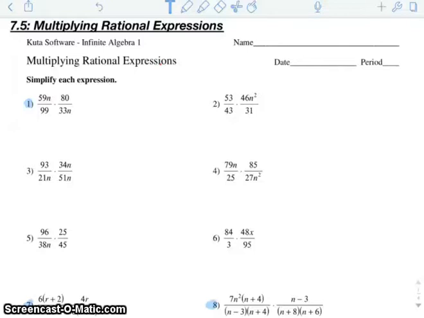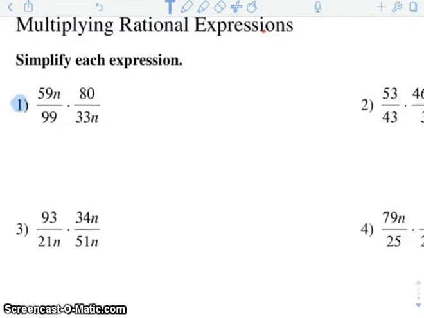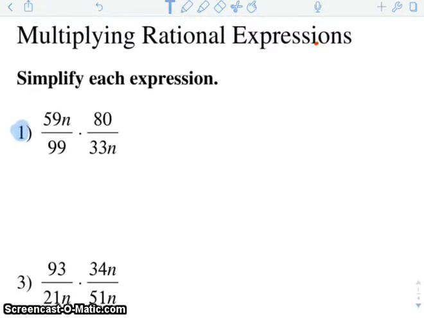7.5 looks at multiplying rational expressions. So when we multiply rational expressions, what we do is multiply the numerator, multiply the denominator, and then simplify. Another way we can do this is by canceling common terms right from the start, as long as there's one in the numerator and one in the denominator.